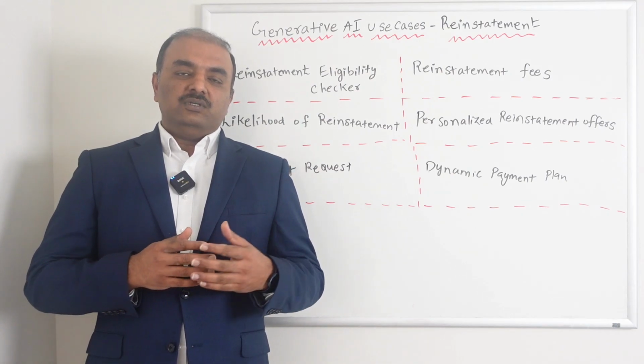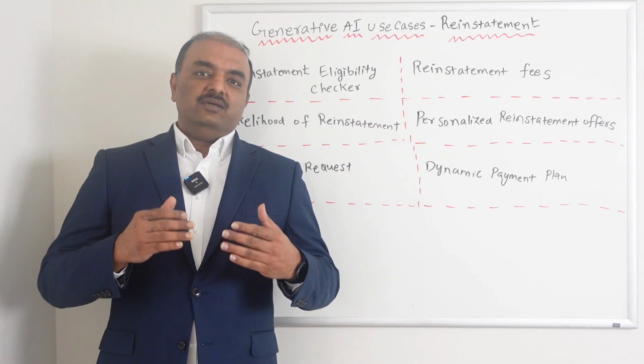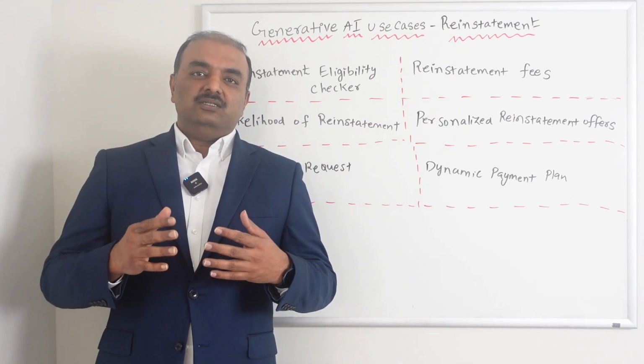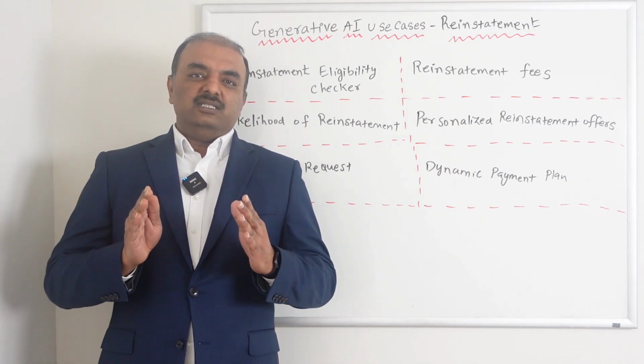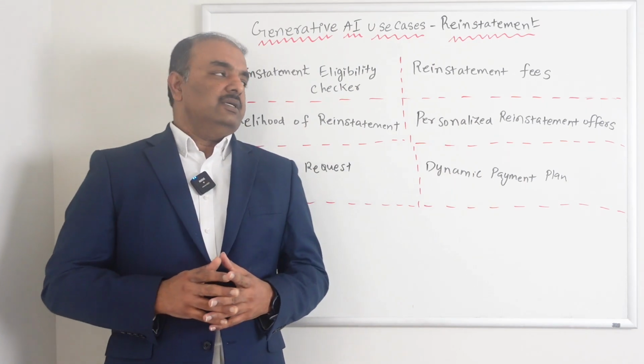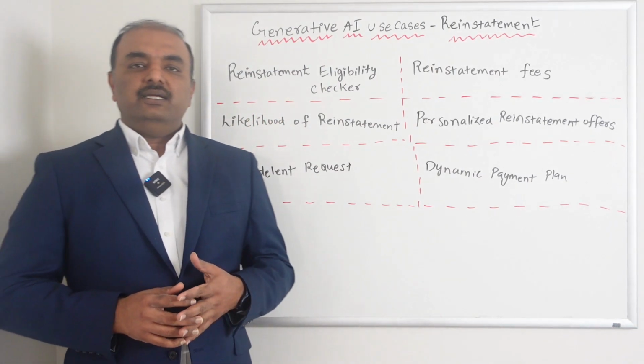Now again, reinstatement involves a lot of manual work where you have to enter the data, you need to work with the brokers and customers, etc. With the advancements in generative AI, it can automate some of the tasks. So let's see some of the critical use cases specific to reinstatement. The first one is the reinstatement eligibility checker.